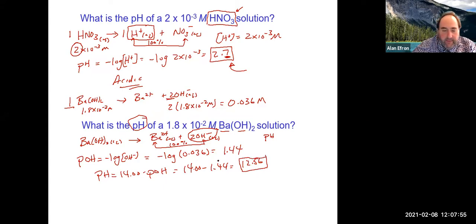That pH of 12.56 would tell us that it is basic, which we would hope because it is a base. So that does make sense. If you stopped at the pOH of 1.44 and thought it was the pH, that shouldn't make sense to you because that would be an acidic pH if you thought that was the pH. Question on any of those steps there?